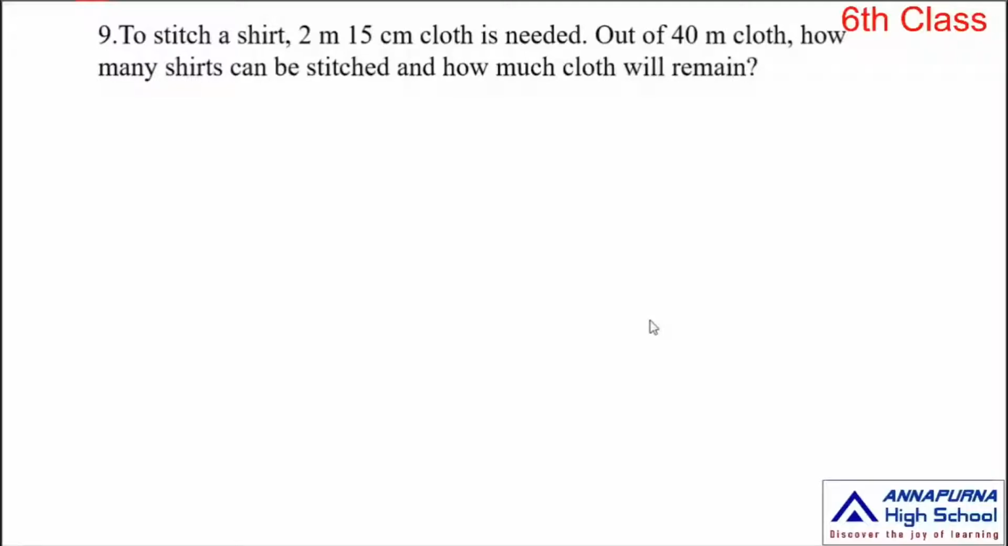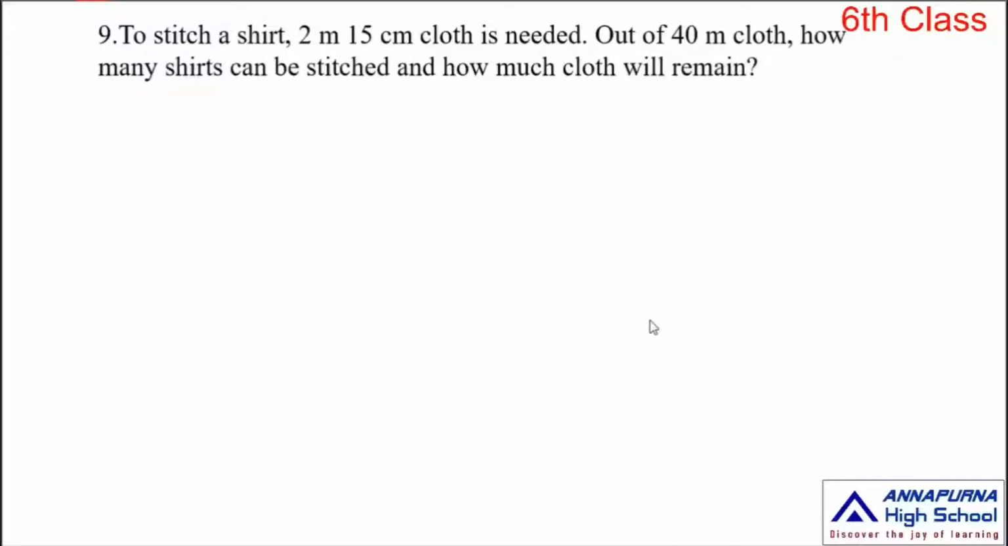Once more, read this question. To stitch a shirt, 2 meters and 15 centimeters of cloth is needed. Out of 40 meters of cloth, how many shirts can be stitched and how much cloth will remain? What do we find from this problem? Here it is given that to stitch one shirt, cloth needed is 2 meters and 15 centimeters, out of 40 meters of cloth. To find how many shirts can be stitched and how much cloth will remain.